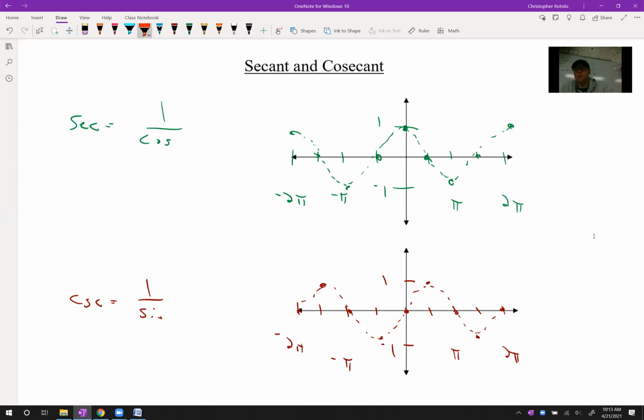Next thing I'm going to do is just like we did with tangent and cotangent. If it hits 0, I'm going to put a vertical asymptote in.